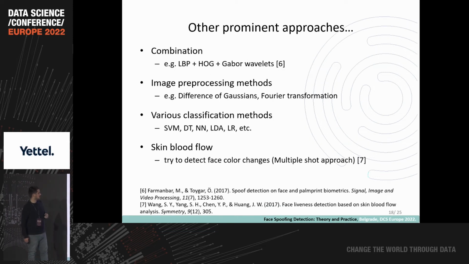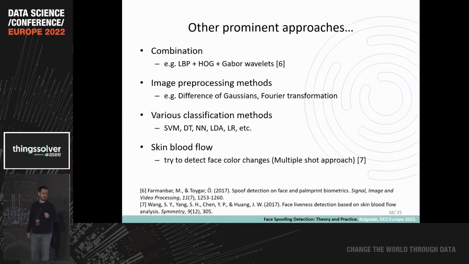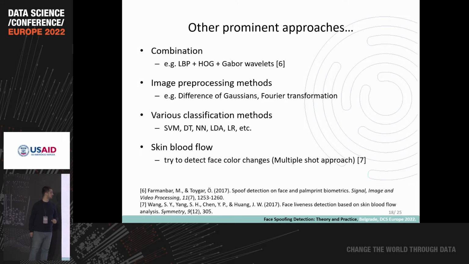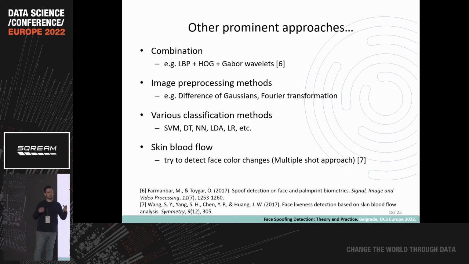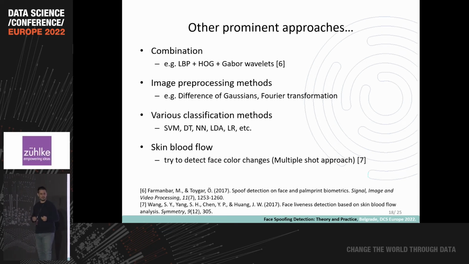Okay, there are many prominent approaches also in the period from 2008 to 2018. For example, we can combine colors with LBP, we can use some image pre-processing models, we can use various classifiers. We may try to follow skin blood flow to track if the color of the face is changing over time. That is one of the multi-shot approaches, and so on and so forth.